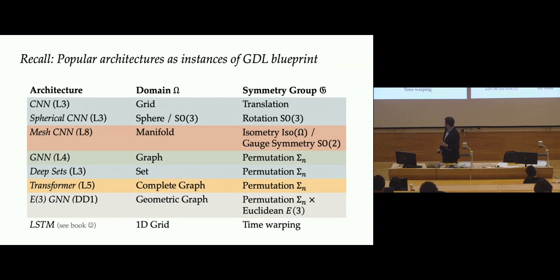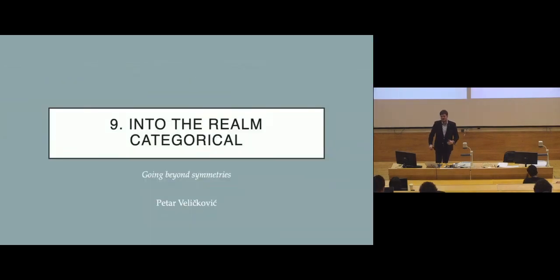One architecture that I've left aside is the long short-term memory, for which you can see the geometric deep learning book for a more thorough derivation. Now, we are going to jump into the realm of category theory and seeing what lies beyond symmetry groups.